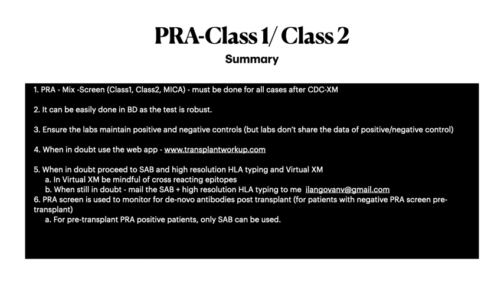PRA screen is also used to monitor for de novo antibodies post-transplant, including for patients with a negative PRA screen pre-transplant. A couple of days back, I saw a patient whose pre-transplant PRA was negative. He was being monitored every 3 months with a PRA in the first year, and after 9 months, his PRA suddenly became positive. An SAB was then done, and it showed strong positivity against class 2 DR donor-specific antibodies. So this also helps you monitor patients immunologically post-transplant.